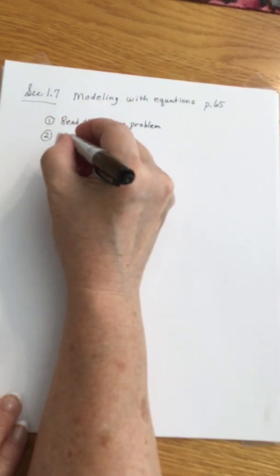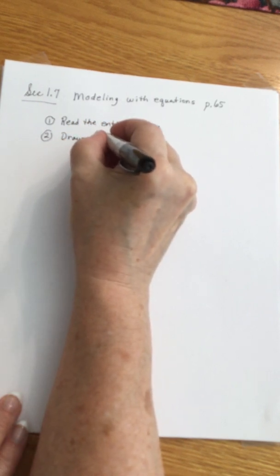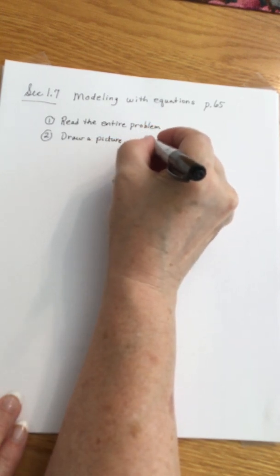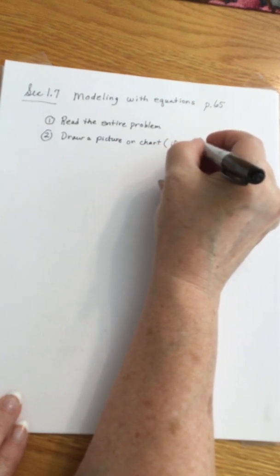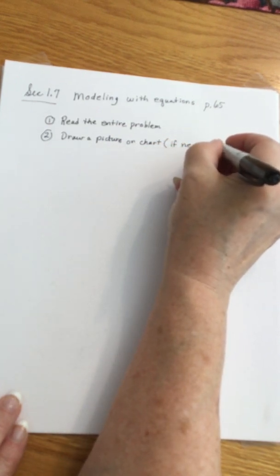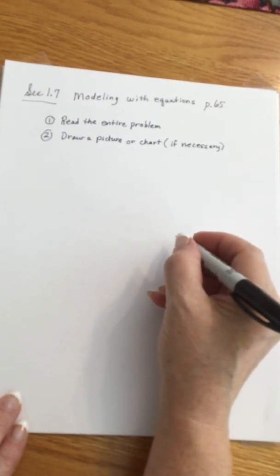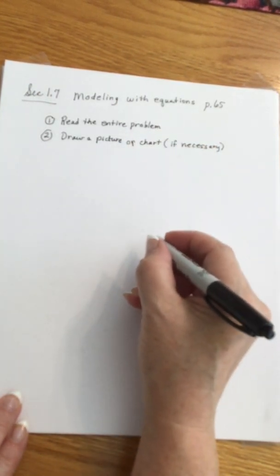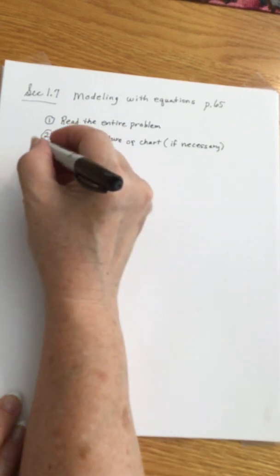Number 2 is draw a picture or a chart. Now I'm going to write in parentheses, if necessary. So if you're talking about a rectangular garden, then I would think a picture of a rectangle would be helpful. If you're talking about a mixture problem where you're mixing several different things together, then a chart would be a good thing to try. But if you're talking about 50 babies, then obviously you wouldn't have to draw 50 babies.